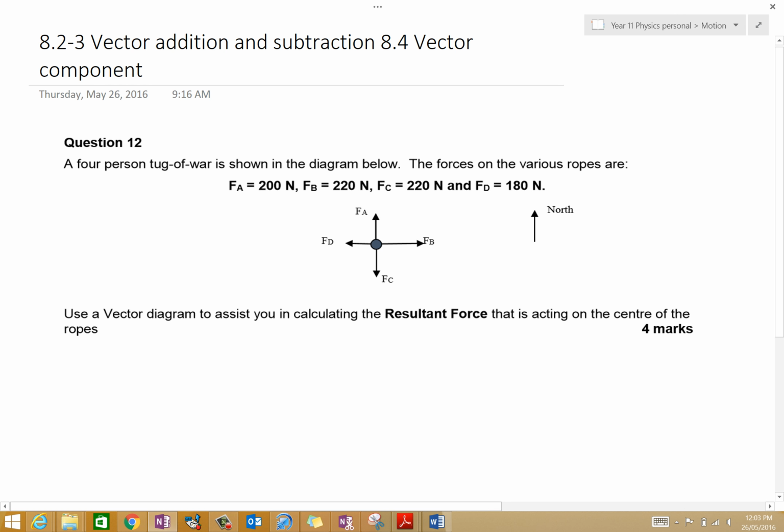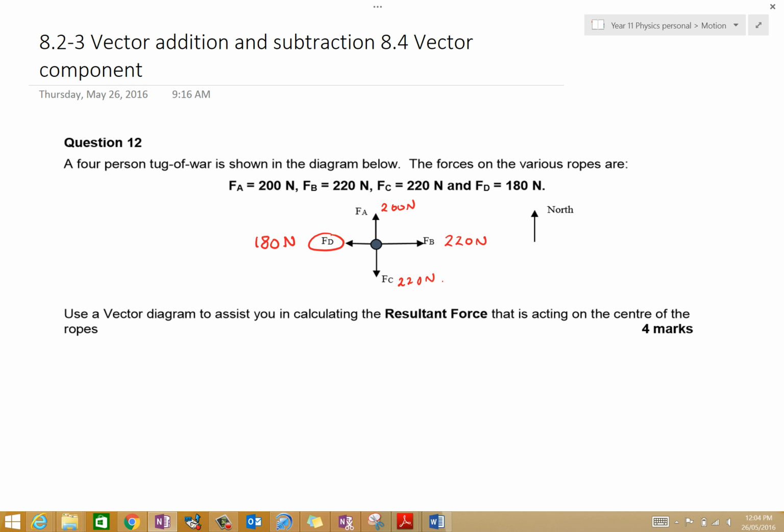We've got F_D, we've got 180 newtons, which is a vector because it has a magnitude and a direction, pulling us this way. We have 220 newtons going to the right. Now those are going to oppose each other and effectively cancel out because they're on the same plane, aren't they? Now the force of 200 newtons going up and 220 newtons going down.